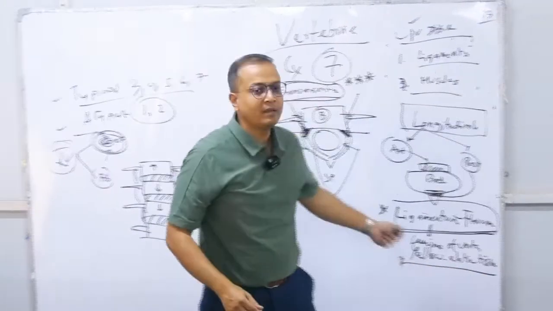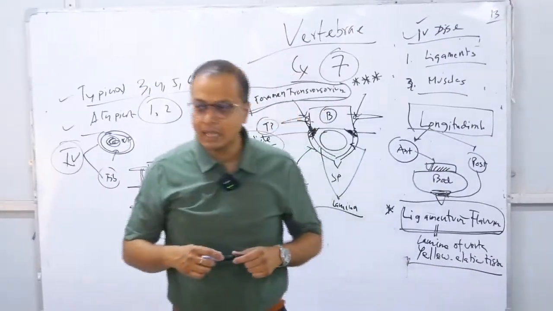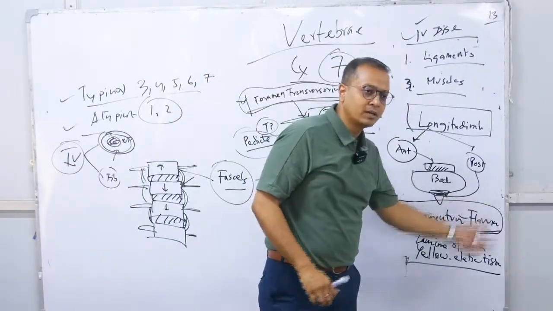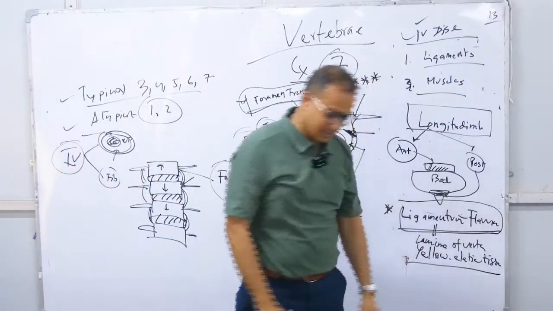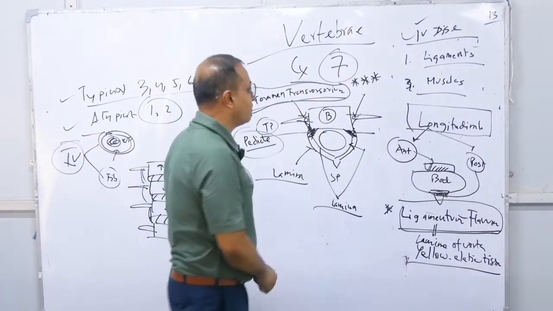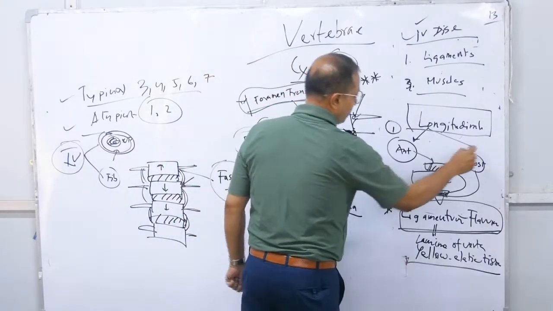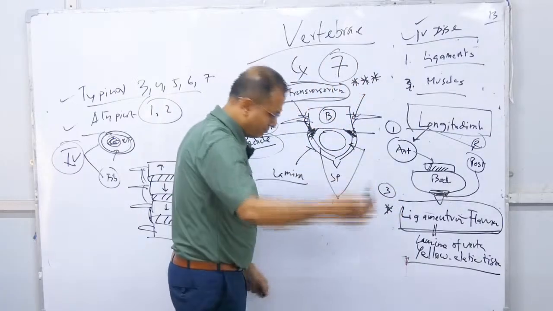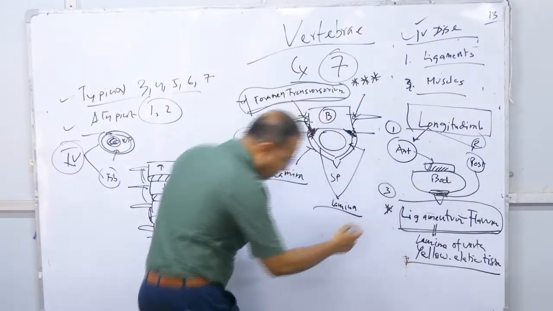That's why it's called ligamentum flavum. It looks yellow, so this flavum is for the particular yellow tinge which this ligament has. So these are the three ligaments: anterior and posterior longitudinal, and the ligamentum flavum. Then we have a few ligaments to consider over here.